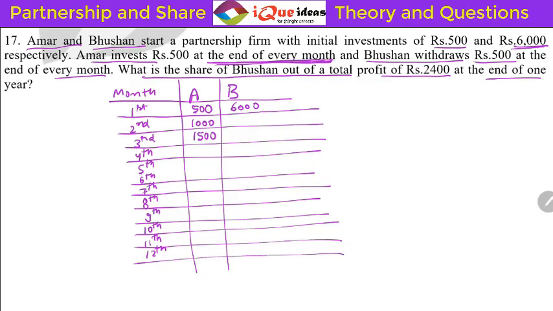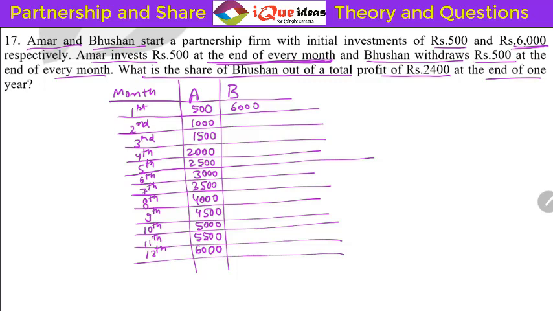In the fourth month his investment will be 2,000. I'm just adding 500 to the previous amount, not doing any other calculation. In the fifth month, his investment will be 2,500. Sixth month, 3,000. Seventh month, 3,500. Eighth month, 4,000. Ninth month, 4,500. 10th month, 5,000. 11th month, 5,500. And the 12th month, 6,000. So A has invested 500 rupees for 1 month, 1,000 rupees for 1 month, 1,500 rupees for 1 month, 2,000 for 1 month, and so on.